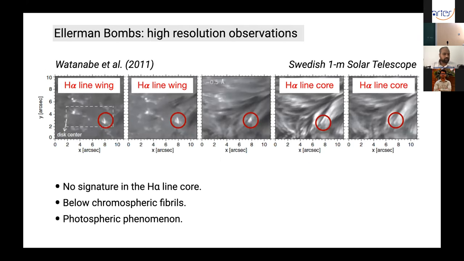If you look at the H-alpha images, for example, you see the image in the line wing, then in the flank, and then the line core. One event is highlighted by this red circle. You see this flame-like event. These are the Ellerman bomb events. If you go closer to the line core, you might still see this event, but if you go exactly to the line core, these events are not visible. They are hidden by the fibril structure. This suggests that the event happens lower in the atmosphere and is covered by the chromospheric fibril canopy, so this is known as a photospheric phenomenon.